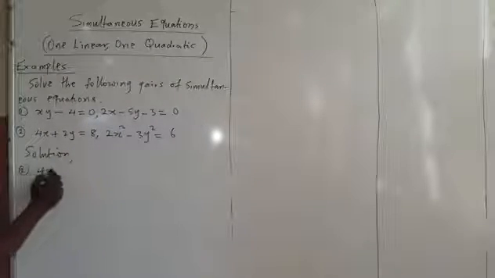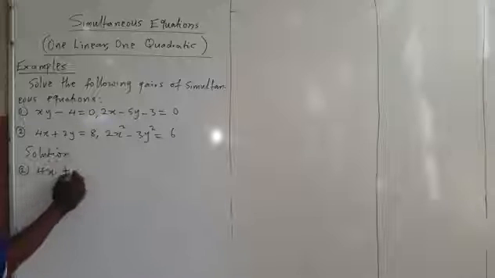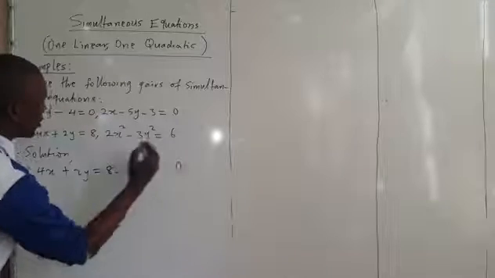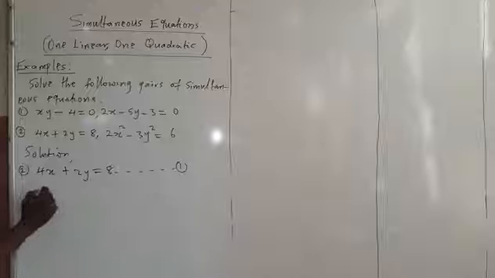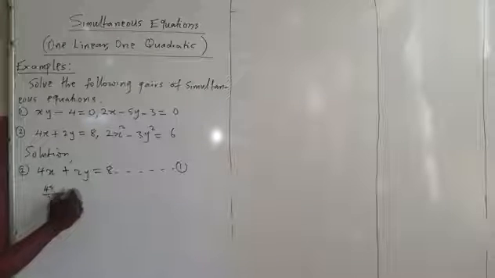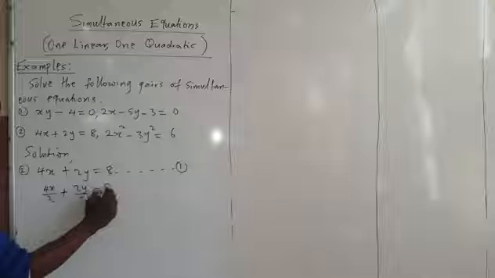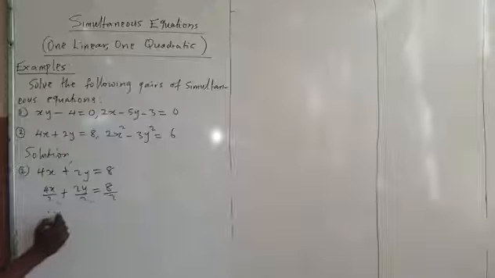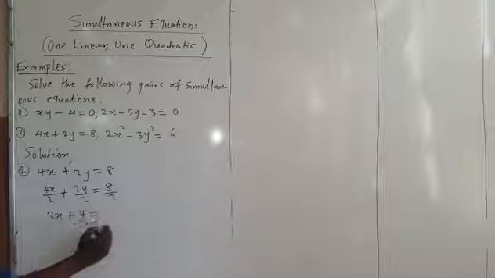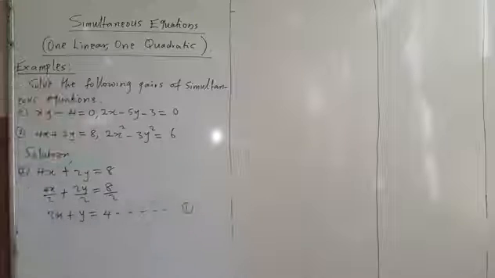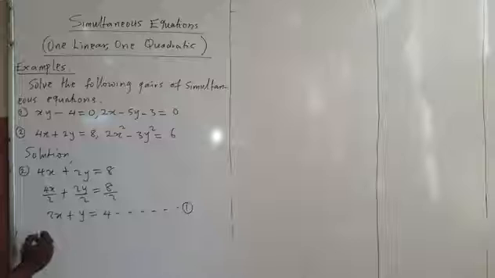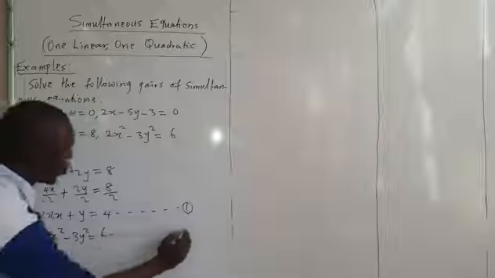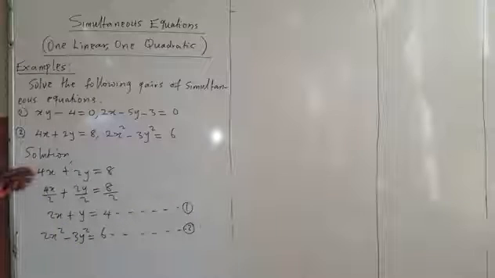So we have 4x plus 2y equals 8. That's the first equation. So the first equation can become 4x over 2 plus 2y over 2 equals 8 over 2, because 2 is common. So we now have 2x plus y equals 4. So we can call this equation 1. Then the second equation, which is the quadratic equation, we have 2x squared minus 3y squared equals 6. So this is equation 2. I hope what I did there is very clear.